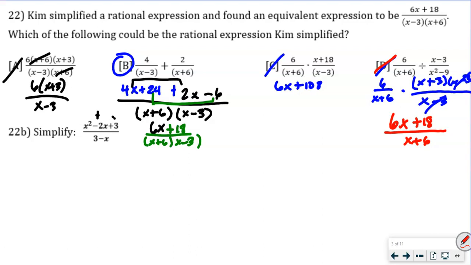All right, so with 22b, we're going to simplify this, and we're going to do so by factoring, okay? So what we want to find out is what are the factors of 3 that add up to be negative 2. So let's go ahead and do that over here.